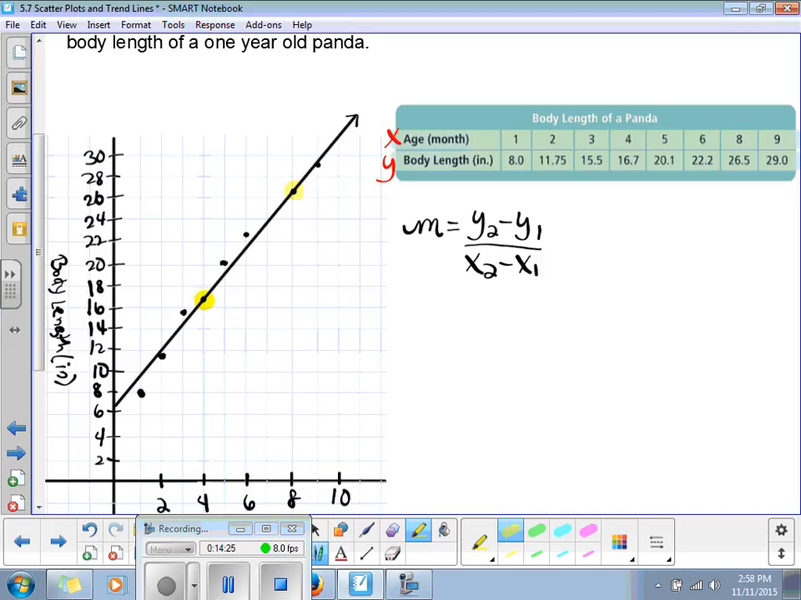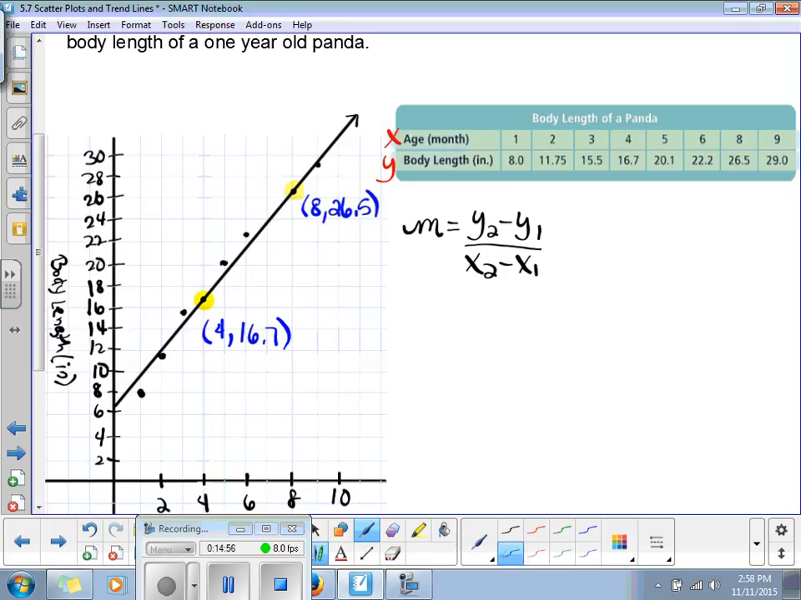All right, so what are those ordered pairs? This one is 4, comma, 16.7. Very good. This one is 8, comma, 26.5. And those are the points I'm going to use to find my slope. You got it? All right.